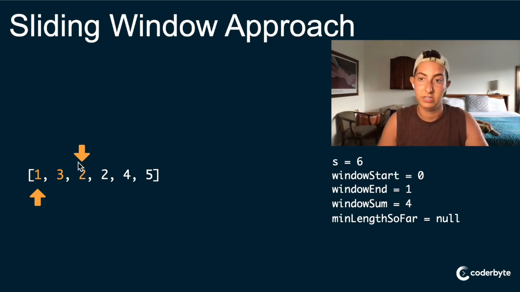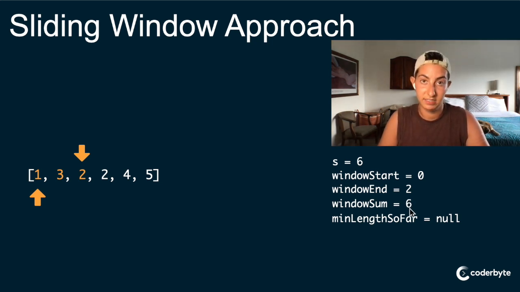Okay, so we increment our window end. Now we've slurped 2 into our window. And so window end is now equal to 2. That represents the index at which the window is over. And we add 2 to our window sum. So now we have a window sum of 6.